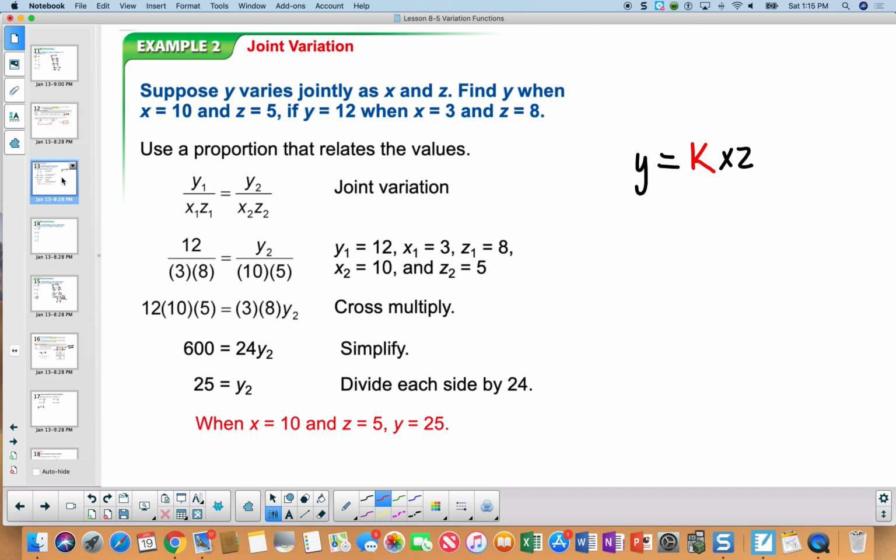So let's take a look at this problem. This problem says y varies jointly as x and z. So I have my constant of variation, and now this is the product here. I'm going to isolate k, and I'm going to have one set of values here, another set of values here. I'm going to substitute them, cross multiply them, simplify, and divide. And the answer to the question, find y when x is 10 and z is 5, y will be 25.